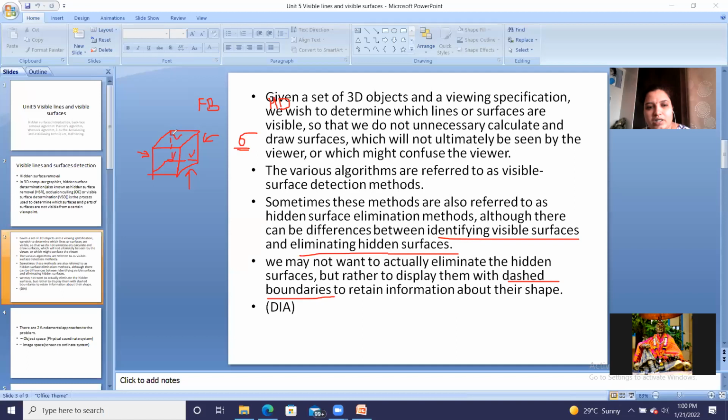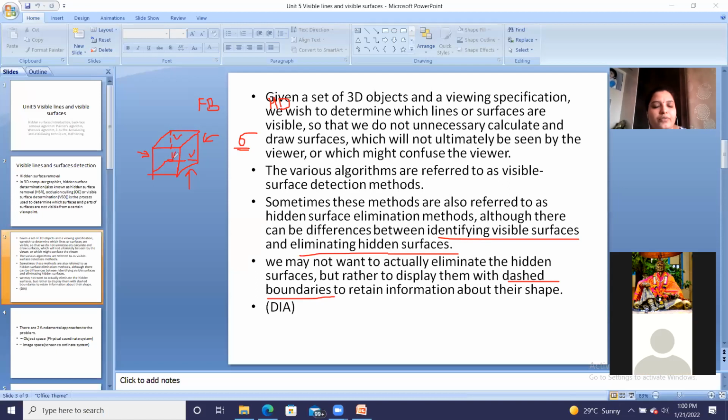That is, we are separating the visible and invisible surfaces. That is one thing we require. And the second thing is, we know the actual shape also. So we are retaining the shape and we are separating the visible and hidden surfaces. Both the things are achieved by using this approach.